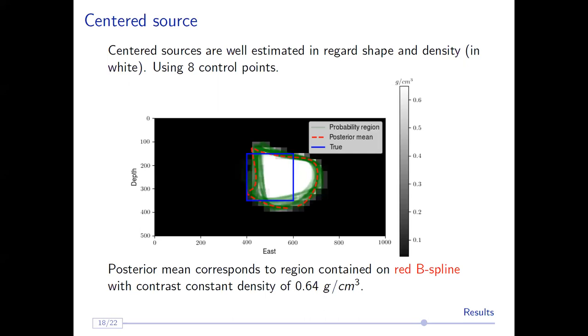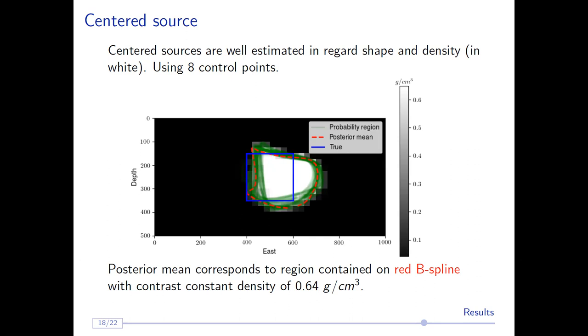In addition, if we need just a single result or a single answer, we can construct it by taking the posterior mean, that is, the resulting curve constructed with the last MCMC simulation.